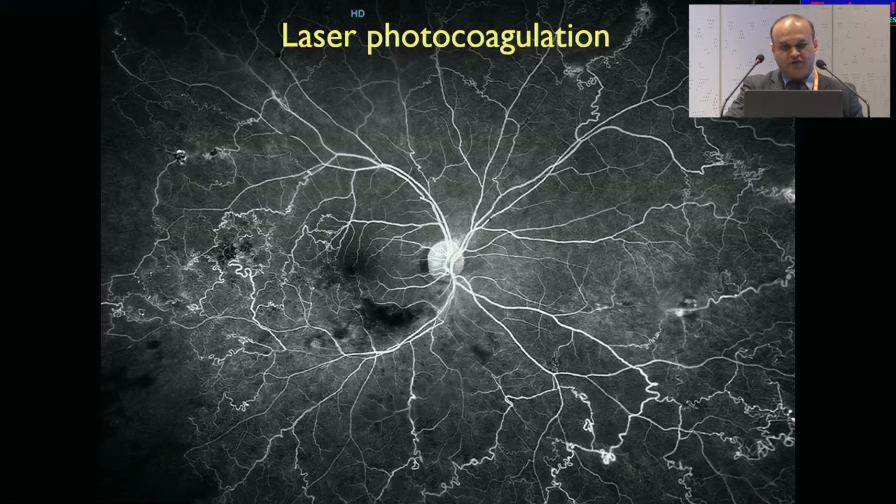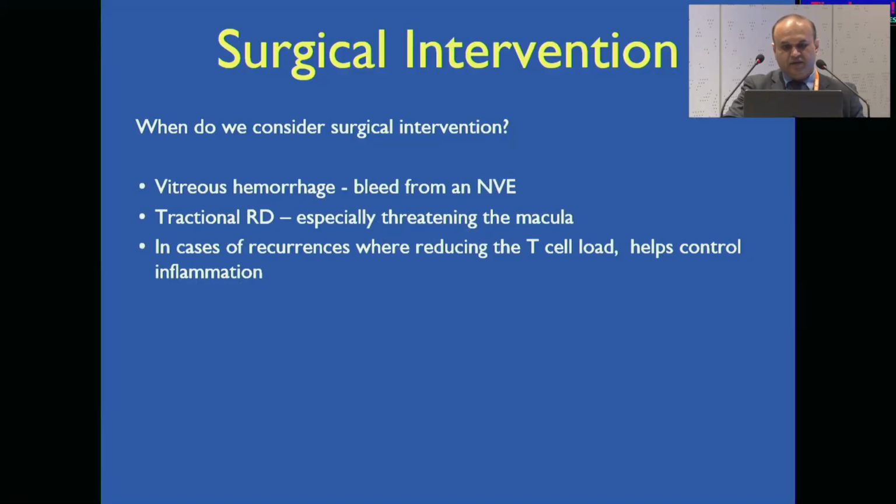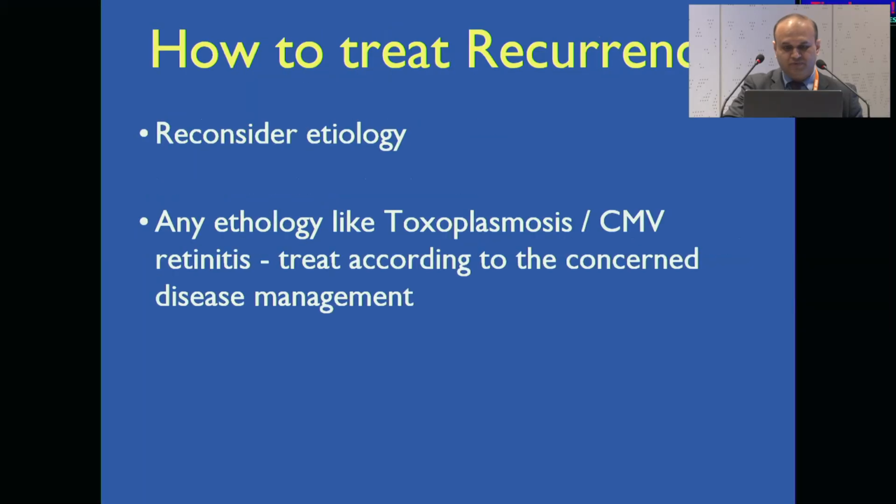You need to subsequently, like I said, do a laser photocoagulation to take care of the peripheral ischemias. Rarely, surgical intervention may be needed in case of hemorrhages, traction detachments, and in cases of recurrence, basically, surgical intervention sometimes also helps in reducing the load of inflammation.